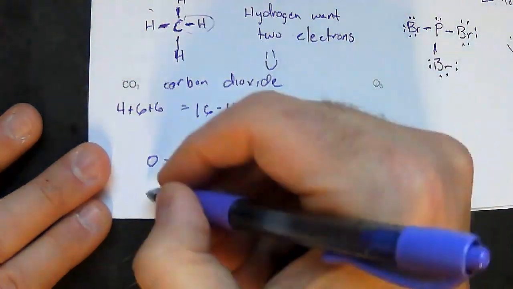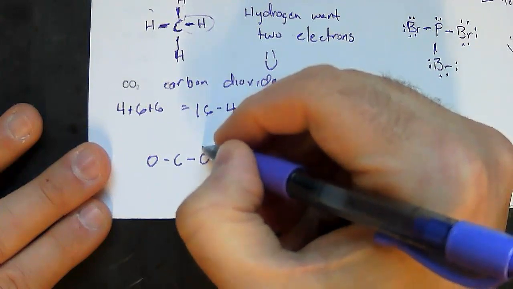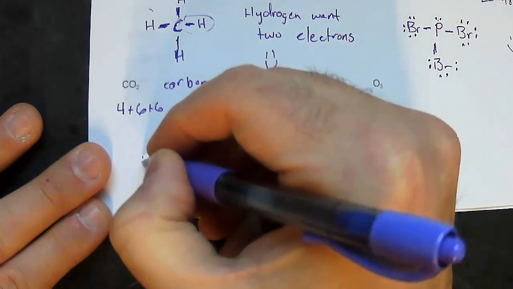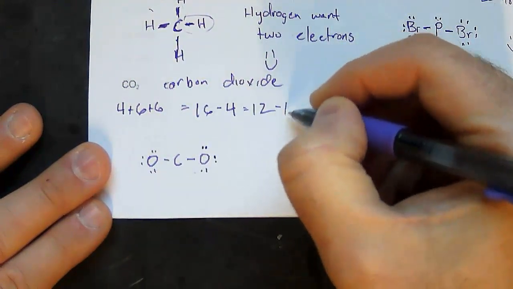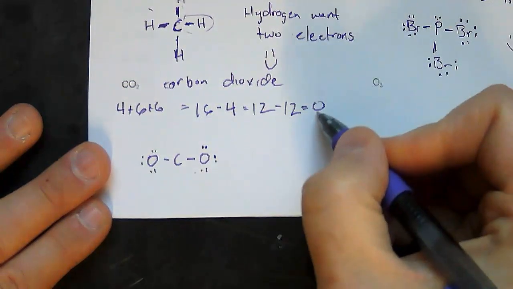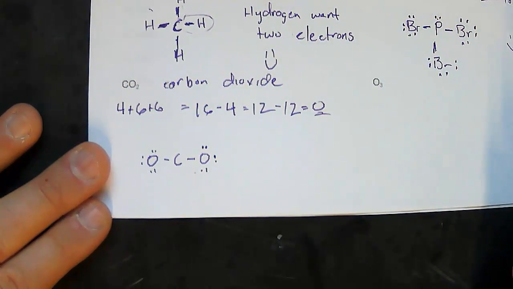Okay. So we're going to complete the octet of the exterior. 2, 4, 6, 2, 4, 6. So we've used 12, and we're down to 0. Okay, there's no extras, so guess what? They don't go around the central atom. So now we're going to check the octets.